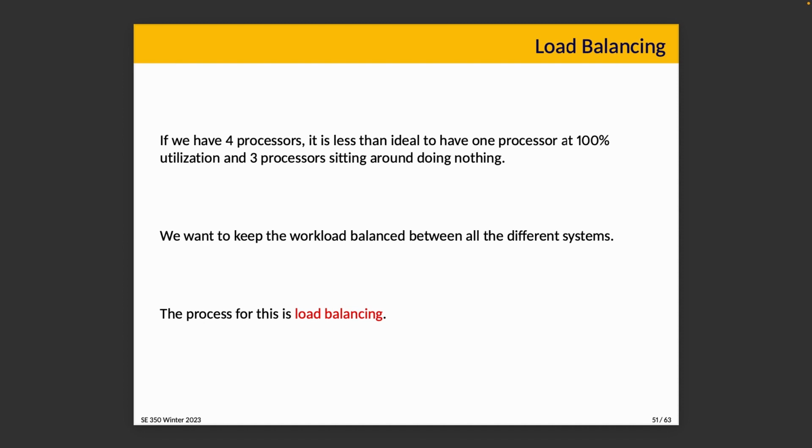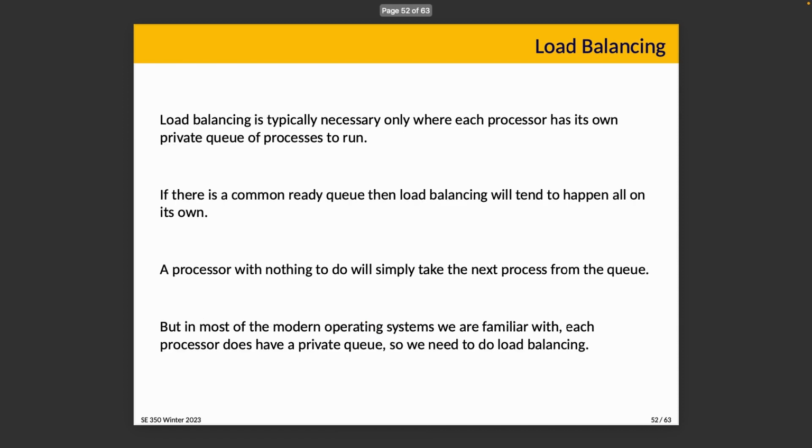And then this idea that I touched on earlier about processor affinity also leads us in a way to the subject of load balancing. And it's presumably obvious that if we have 4 processors, it's less than ideal to have one processor maxed out with a queue of things waiting and have 3 other processors sitting around doing nothing. We want to keep the workload balanced between all of the different systems, and the process for this is load balancing. And load balancing is typically only necessary where each processor has its own private queue of processes to run.